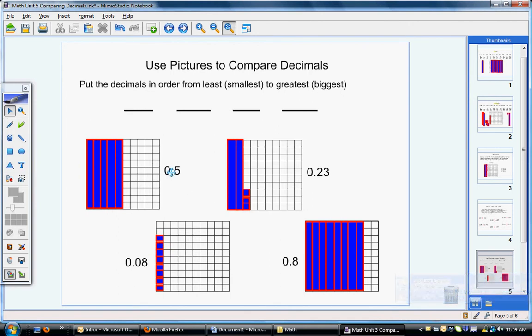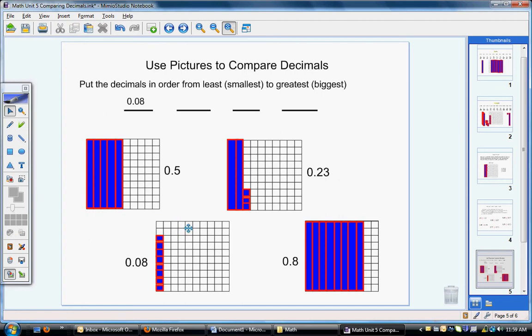So I can see that this is 5 tenths. I can see this is 23 hundredths. I can see this is 8 hundredths, and this is 8 tenths. Looking at the picture, it is obvious which one is going to be least or the smallest. This guy right here has very little colored in at all. So 8 hundredths is going to be the smallest one.